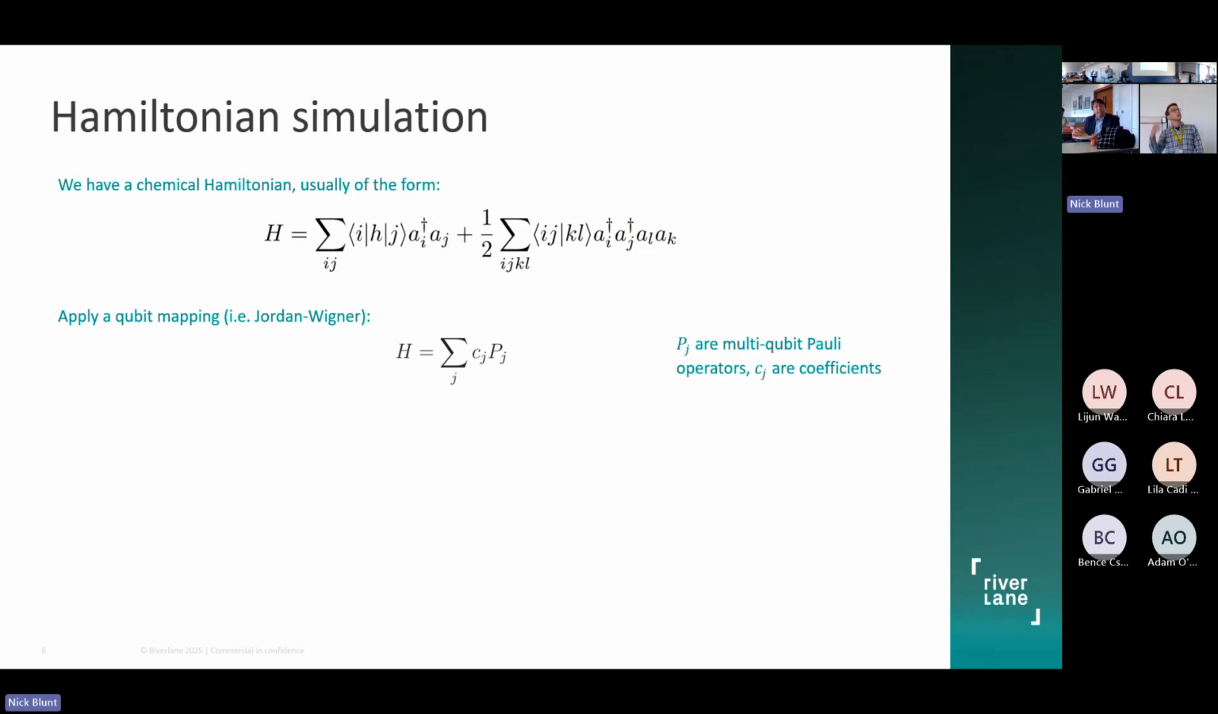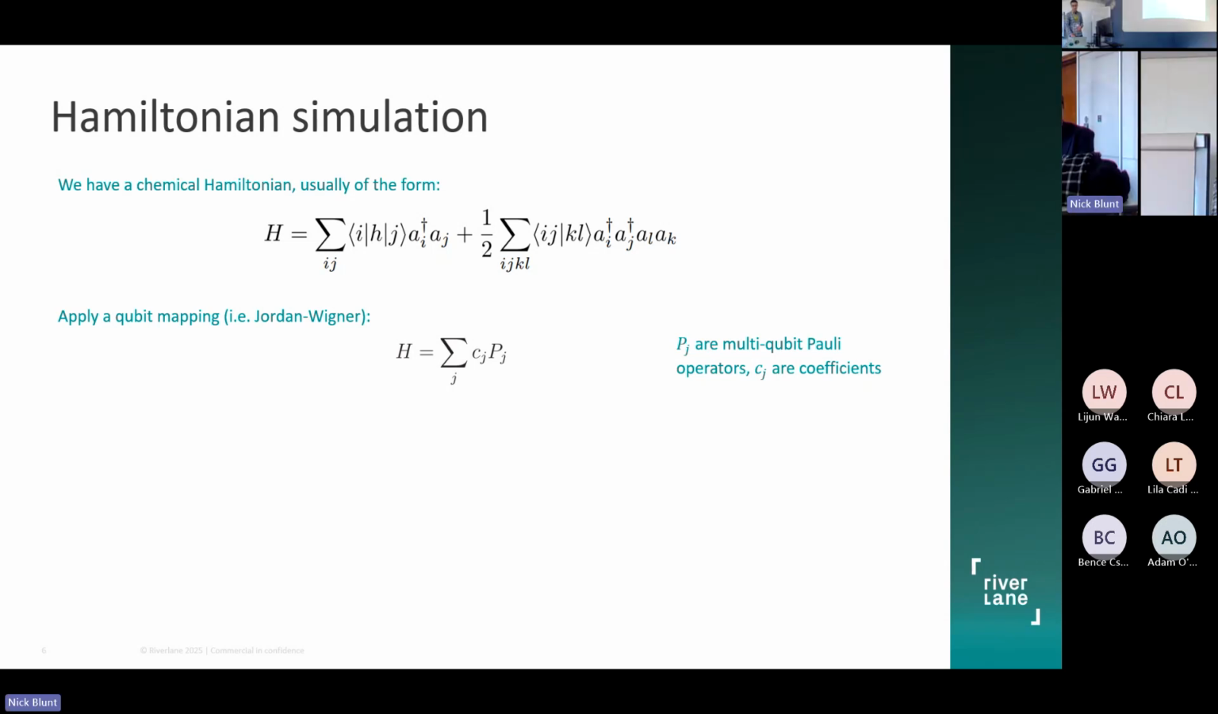Okay, so for the next few slides, I'll just give a basic introduction to the idea of Hamiltonian simulation and trotterization in general. As you probably know, the chemistry Hamiltonian that we're most interested in takes this form in terms of fermionic operators. To work with this on a quantum computer, we usually want to map it to Paulis using something like a Jordan-Wigner transformation.